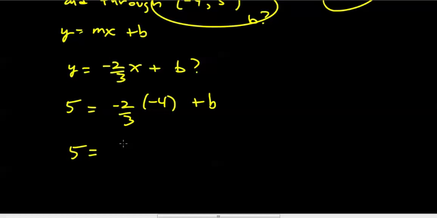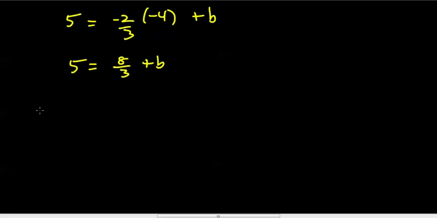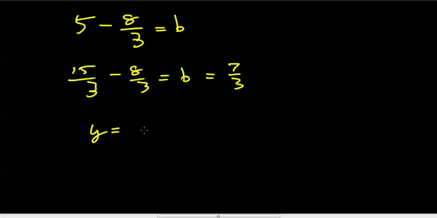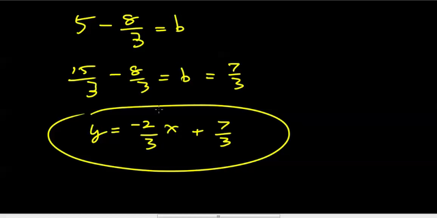Performing a little fractional arithmetic. 5 then equals 8/3 plus b. I'll subtract 8/3 from both sides. 5 minus 8/3 then equals b. 5, of course, is 15/3 minus 8/3 equals b, which of course is 7/3. So my slope is minus 2/3 and my y-intercept is 7/3. So my final answer, again, you're not done until you write a line equation, typically in slope-intercept form. There's my final answer. Y equals minus 2/3 x plus 7/3. This is a line with slope of negative 2/3 through the point minus 4, comma 5.